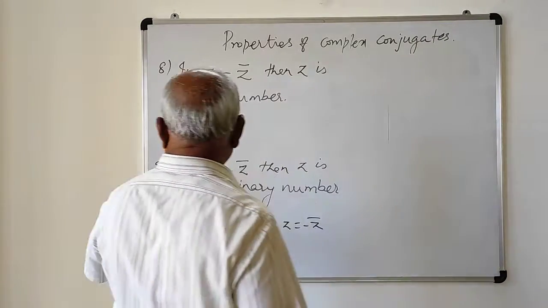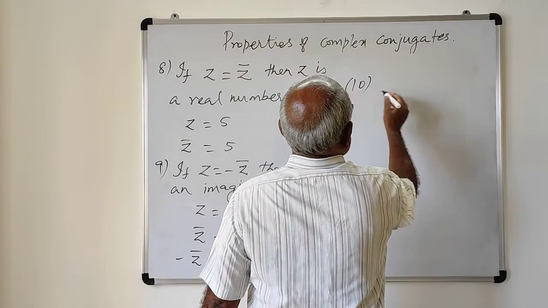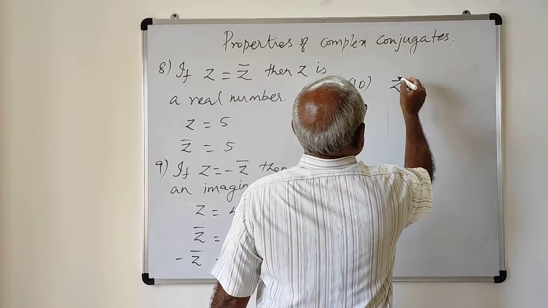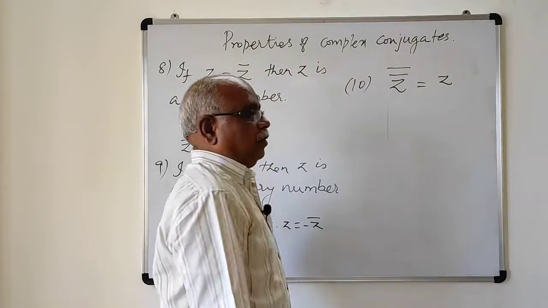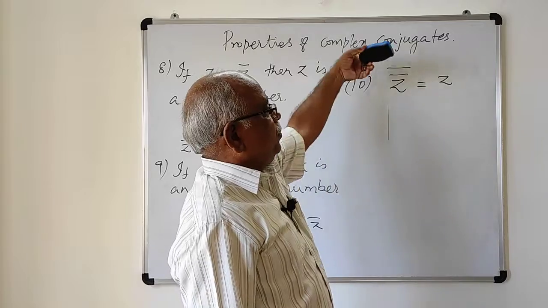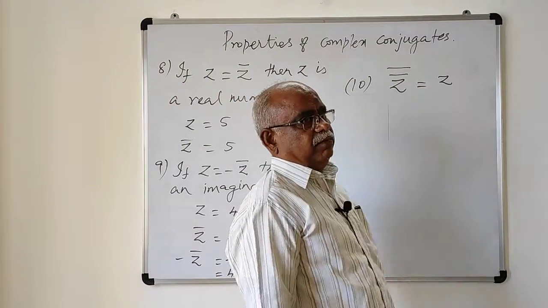Z and the 10th property is z double bar equal to z. That means the conjugate of the conjugate. The conjugate of the conjugate is the number z itself.